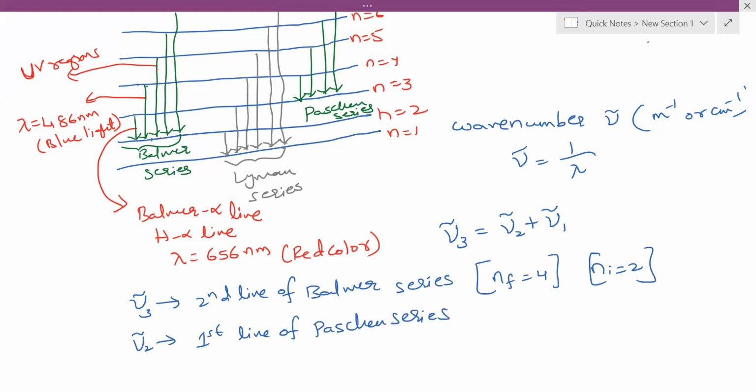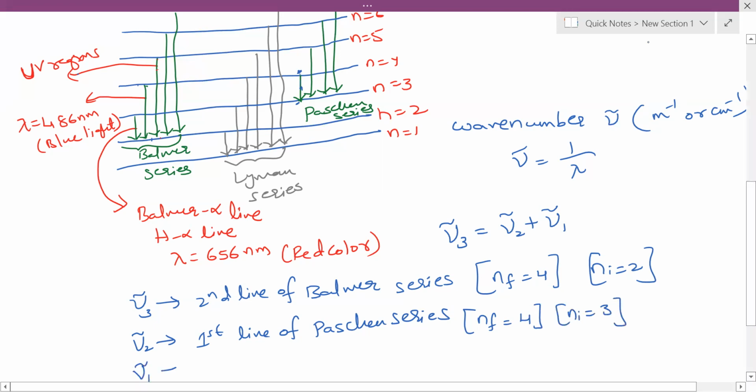So here the Paschen series is this, in which n equal to 4 and n equal to 3. Here this arrow is the first line of the Paschen series. So n equal to 4 and n equal to 3, so NF is 4 and Ni is 3. And how about this one?